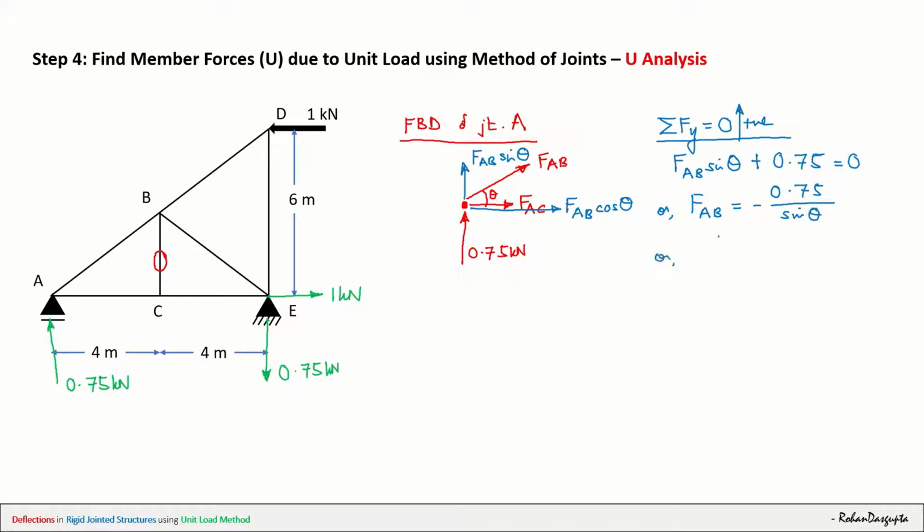If you put this right hand side in your calculator, you will find that the force in the member AB is equal to minus 1.25 kilonewton. This minus sign indicates that FAB is 1.25 kilonewton, but our chosen direction of tension is wrong. It should be compression.